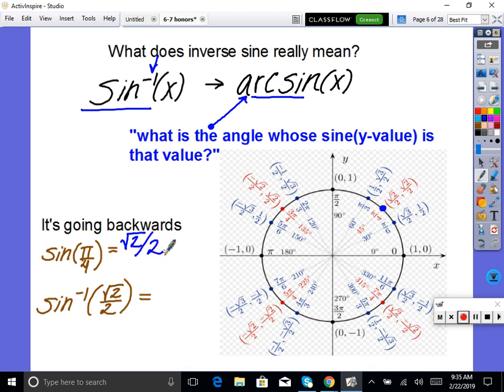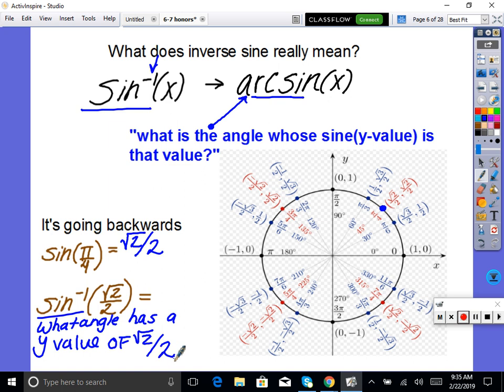Agree? Okay, now this says, I'm going to write it out this one time, what angle has a y value of root 2 over 2? Do you guys see what sine inverse means? It's just going exactly backwards. So what angle? 45 degrees. It's just going the other way, backwards. Does that make sense? Now we could say 45 degrees, or we could say pi fourths, same thing. And on the test, it will say answer in radians or degrees. So right now we'll just practice writing down both.